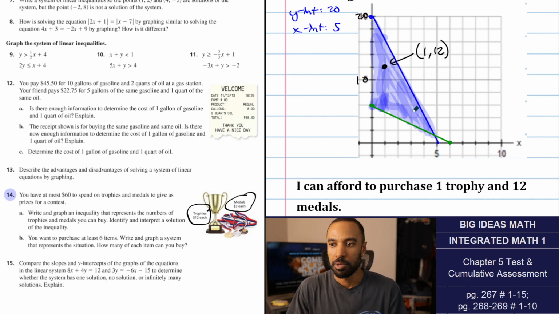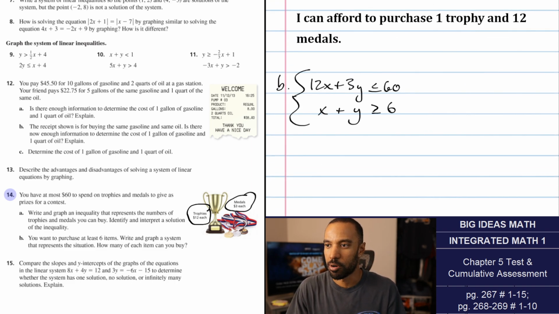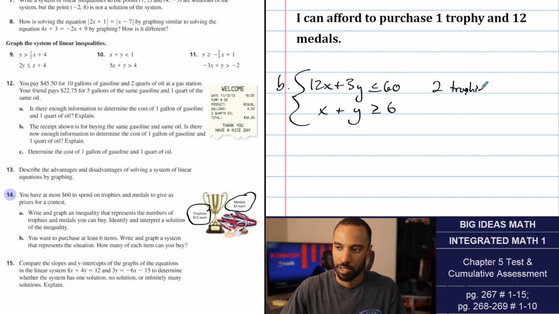So it says, how many of each item can you buy? I think it's just picking another point of things that work for this thing, right? I can pick another set and see what works. For example, I can go over 2 and up, say 8 right there. So we can do 2 comma 8 for part B. That'll work. As long as I purchase at least 6 items, right? 2 trophies and 8 medals will do.